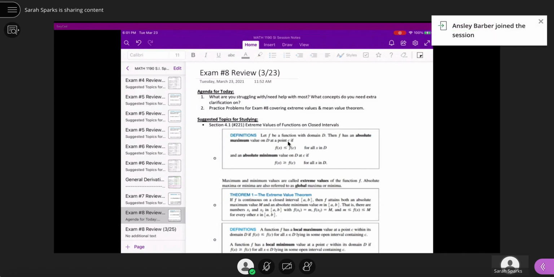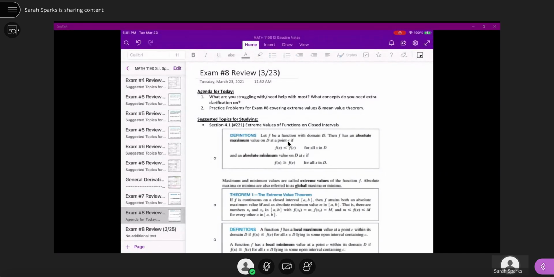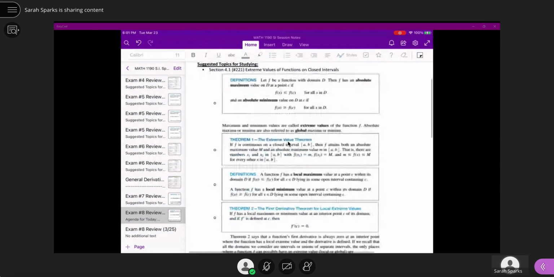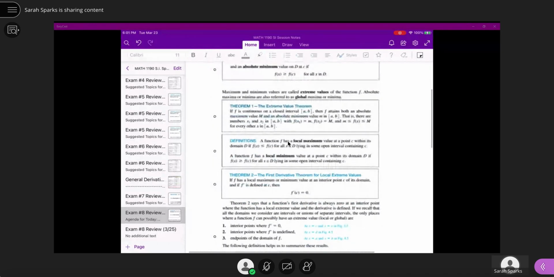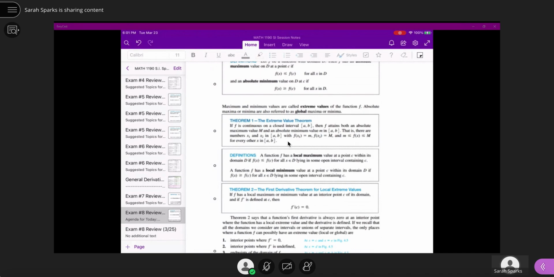And a lot of it is review, or not review, but similar concepts to stuff that we've learned in algebra, right? The main thing is that on an interval, we know that the absolute maximum is the highest y value and the absolute minimum is the lowest y value.